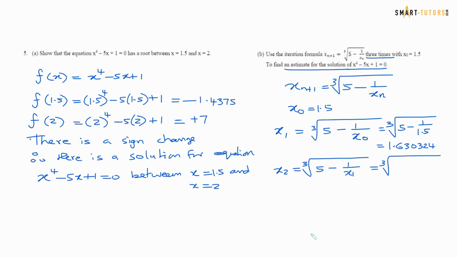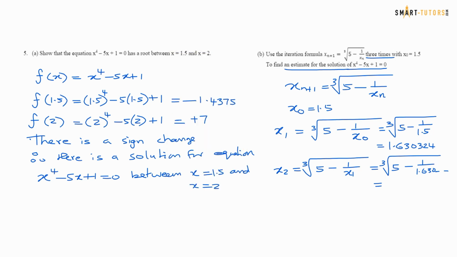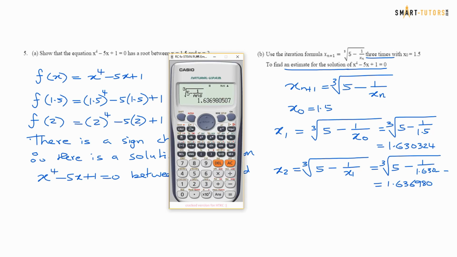If you do the second time, x2 is the cube root of 5 minus 1 over x1, which is the cube root of 5 minus 1 over 1.630 and so on. I can change this one to the answer, and now the answer is 1.636980. I'm not too sure if it is 980 or 6. Let me check. 980. Very good.